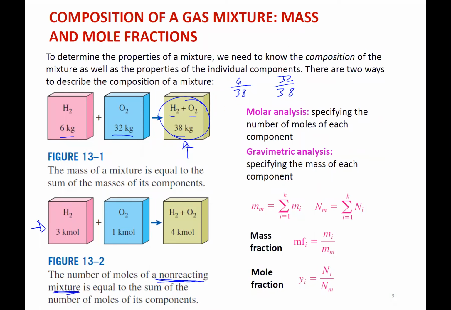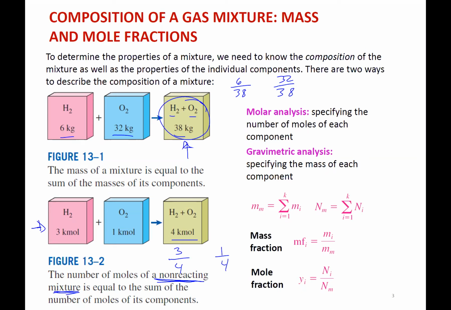If we think of moles for a non-reacting mixture, that means the moles are not changing. If it was reacting, like we'll see in chapter 15, now the moles can change. Mass can't, but moles can change if things are reacting. But if it's non-reacting, we can just look at the total. Here we have 4 kilomoles, and the hydrogen mole fraction would be 3 over 4, or 0.75. Oxygen would be 1 over 4, or 0.25.